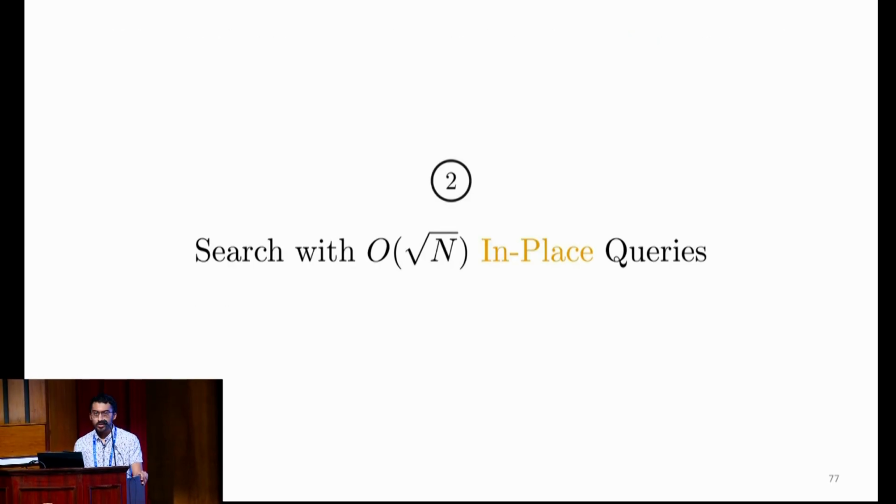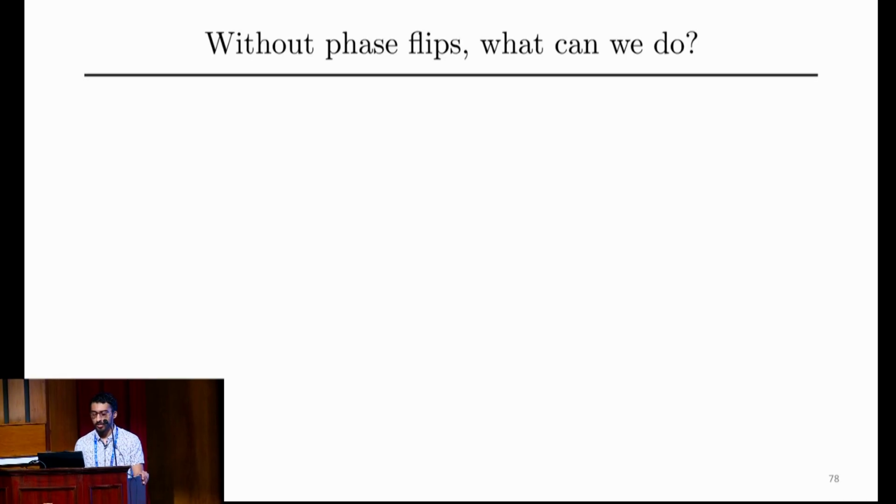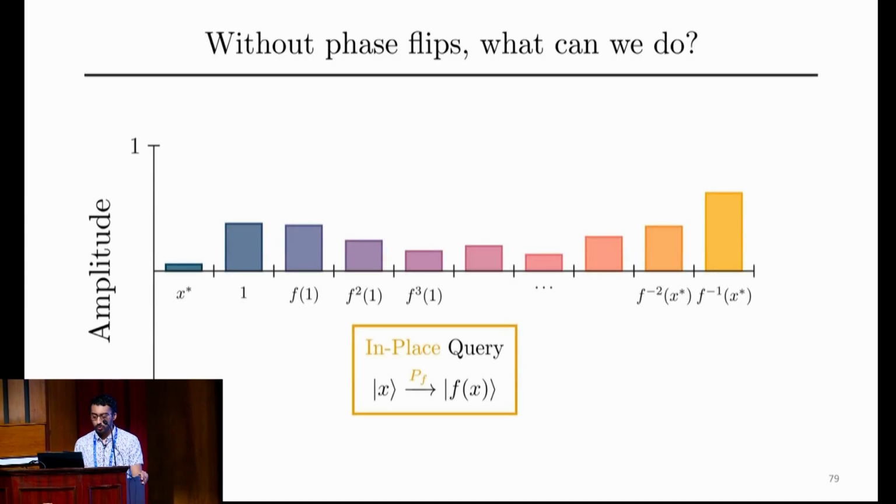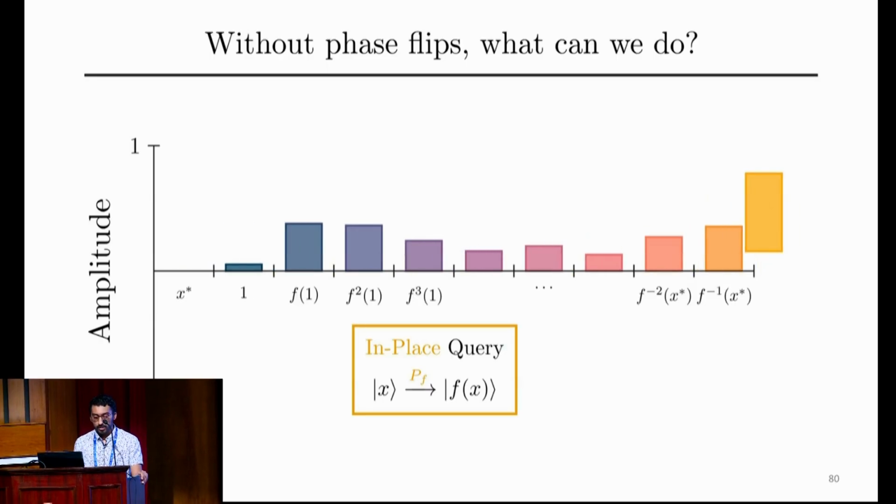So next, how do we fix this? How do we search with in-place queries and recover the Grover speedup? Without phase flips, what can we do? Well, note that the main operation that in-place queries do is something we're going to call a shift, where because the in-place query takes x to f of x, the amplitude that was previously on f inverse of x will then be shifted onto x, and the amplitude that was on x will get shifted to f of x. And so this is the action of an in-place query.